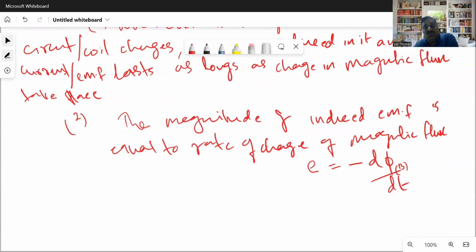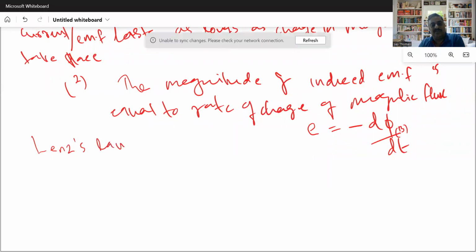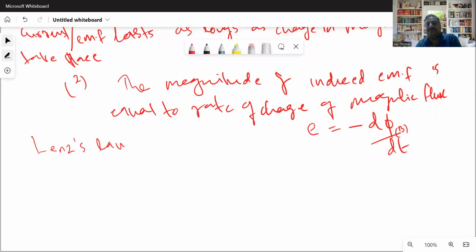And there is a rule to find out the direction of induced current. We can use Fleming's right-hand rule or right-hand thumb rule that we will discuss later. Okay. Now, another important law is Lenz's law. Lenz's, another scientist name, Lenz's law. Okay. Lenz's law.